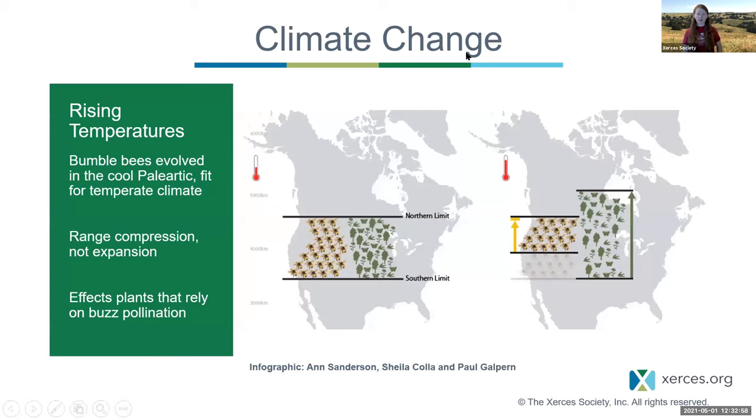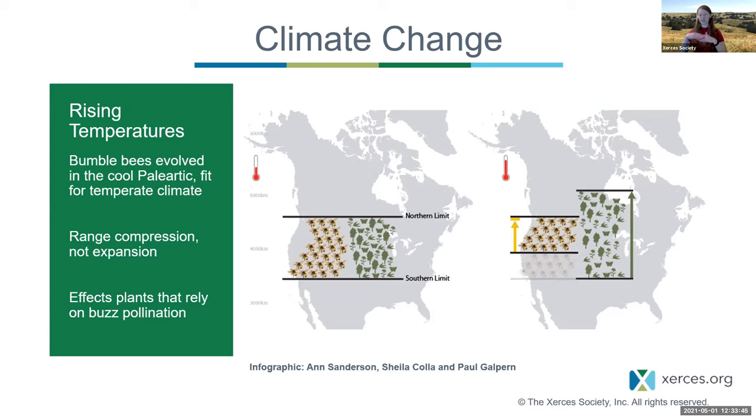Okay, so bumblebees, they evolved in the nice, cool Palearctic temperate climate, right? So they're fit for the cool climate. When we think about species diversity, a lot of us think about the tropics right away, right? Because there's a lot of different kinds of species that have evolved and adapted in that really hot climate. But bumblebees, their diversity is in the western montane regions, right? They're not like a lot of our other species. And so researchers are expecting that with increasing temperatures, bumblebees are going to likely experience a range compression rather than expansion.